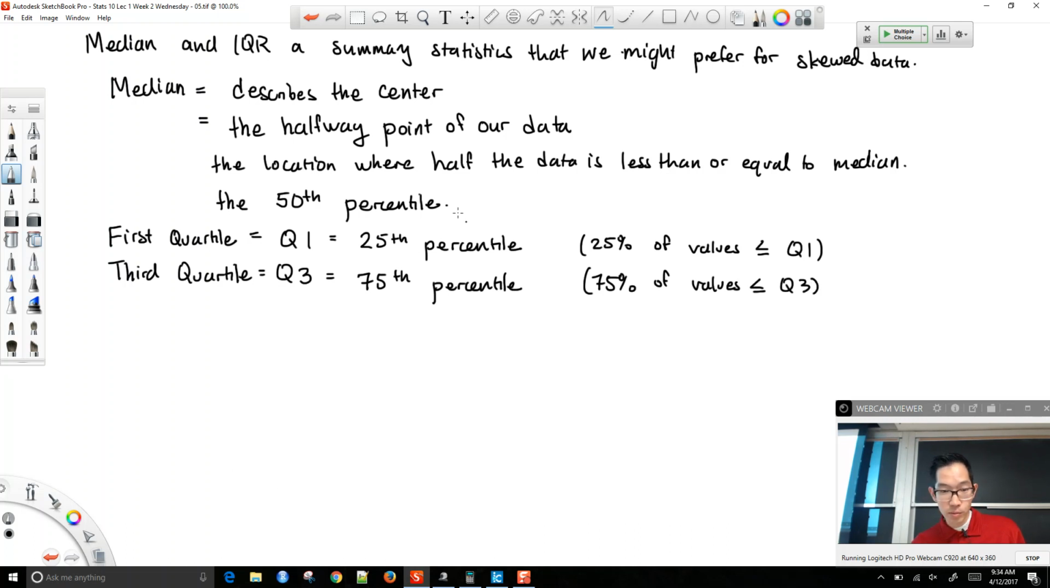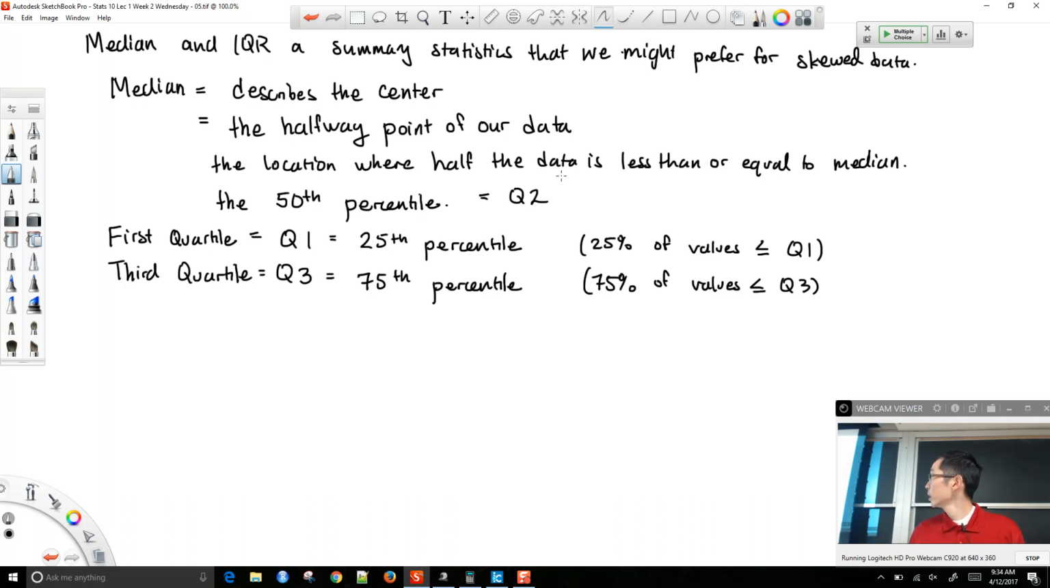Which means that the median can also be called Q2, okay? But generally, we just say median, but it is not wrong to say the second quartile.